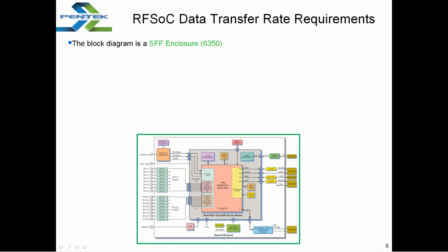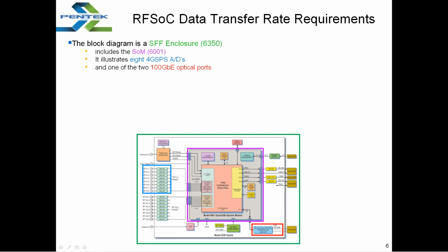Now, the RFSoC data requirements. The 4 gigasample per second A to Ds can generate quite a large amount of data, so we're going to review some of the parts of the block diagram so you understand where it's coming from. This green rectangle has the small form factor enclosure, or the 6350, which is our model number, inside it. So you see the A to Ds, D to As, you see the entire device itself. We're going to focus on the SOM, which is in the purple rectangle, the 8 4 gigasample per second A to Ds, and then the two 100 Gigabit Ethernet optical ports to simplify the discussion.